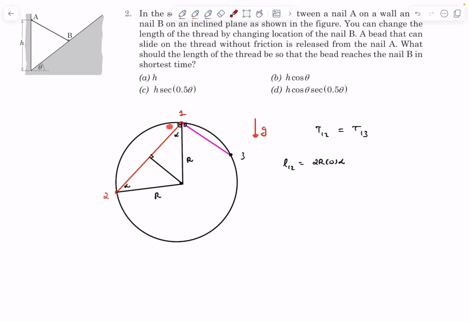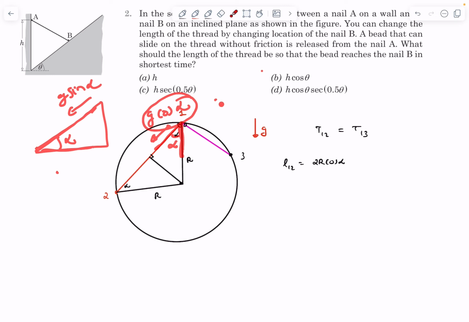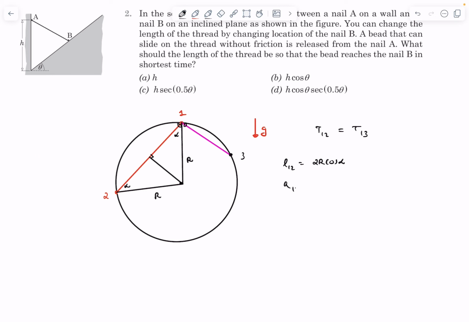The component of gravity along the incline is going to be g cos alpha, right? Because if the incline made an angle of alpha with the horizontal, we know the acceleration is g sine alpha. Here I'm taking the angle alpha with the vertical, right? So it's going to be g cos alpha downhill. So acceleration in the 1, 2 direction is g cos alpha.